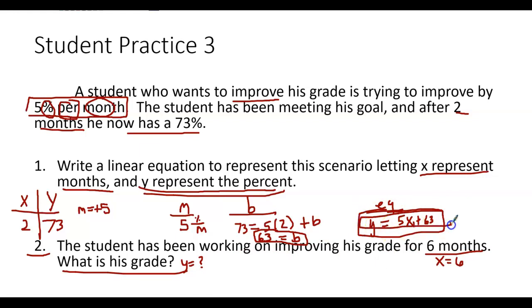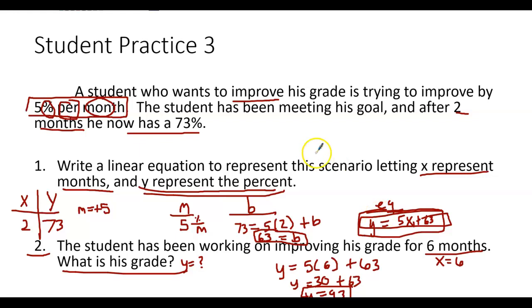So if x is 6, what is y? We're going to plug it into our equation to get the answer to that. So y equals 5, and I'm going to plug in 6 for x. So 5% per month for 6 months is a total increase of 30, plus a starting amount, which is 63, is 93. So if the kid could actually keep up that pace, after half a year, he would have a 93%.